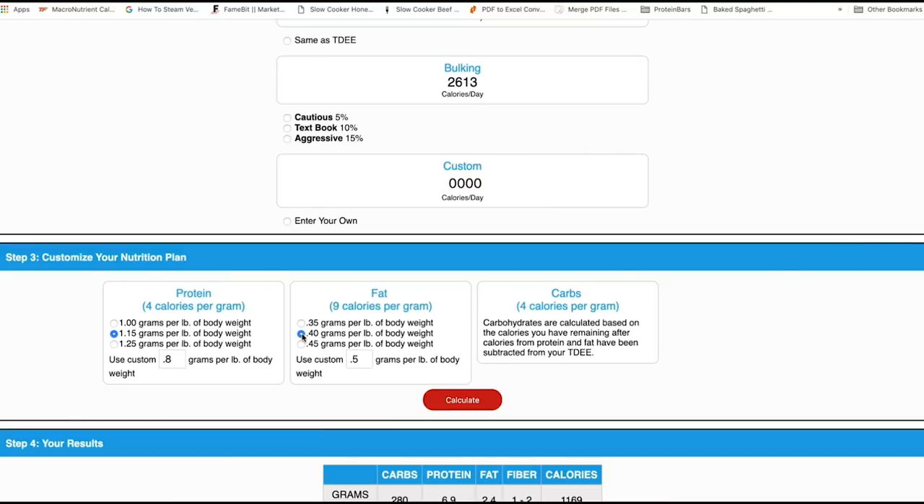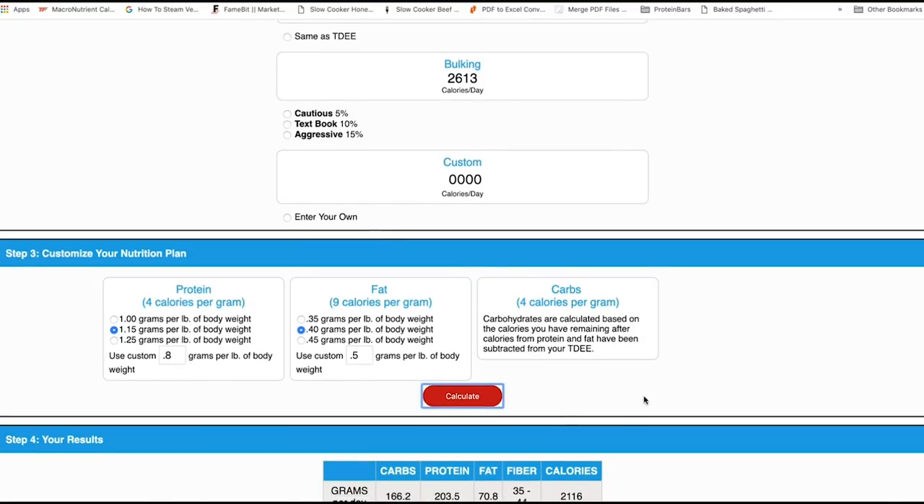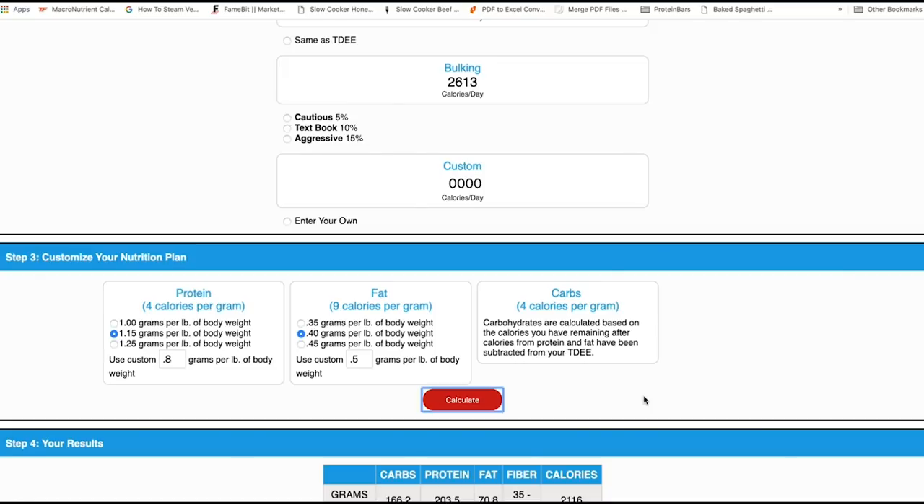But continuing on, this is where I think people have a lot of difficulty: trying to figure out this balance of protein, carbs, and fats. And again, there are some examples, so just pick the one that works best for you and go from there.